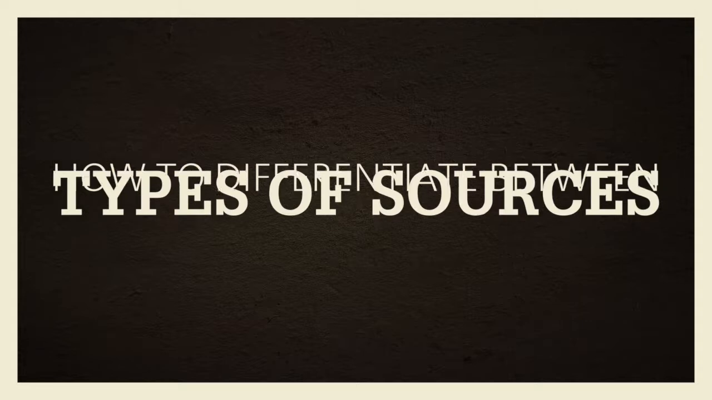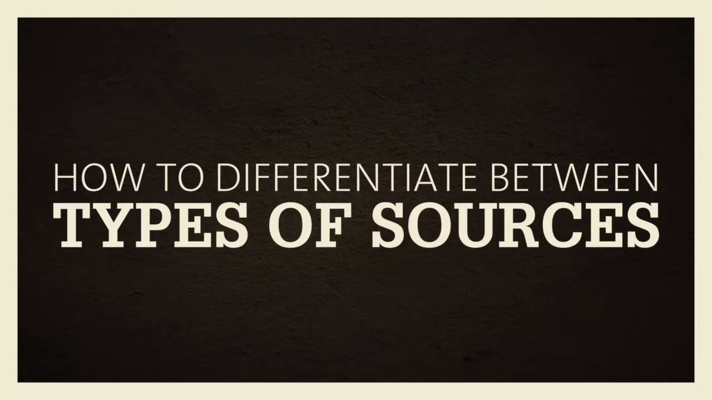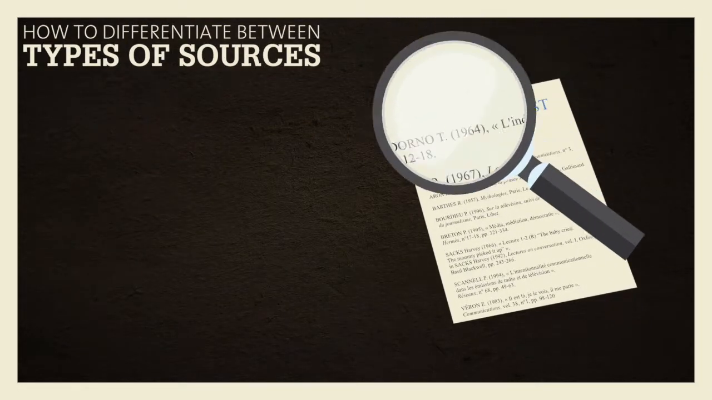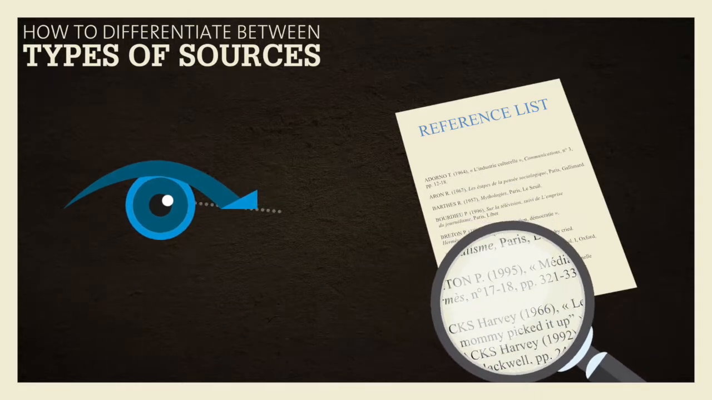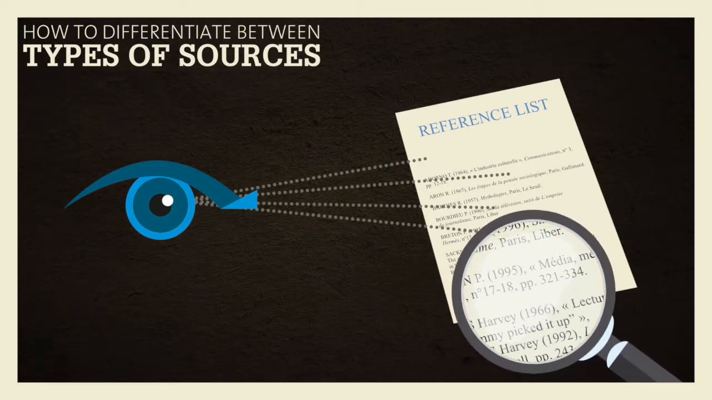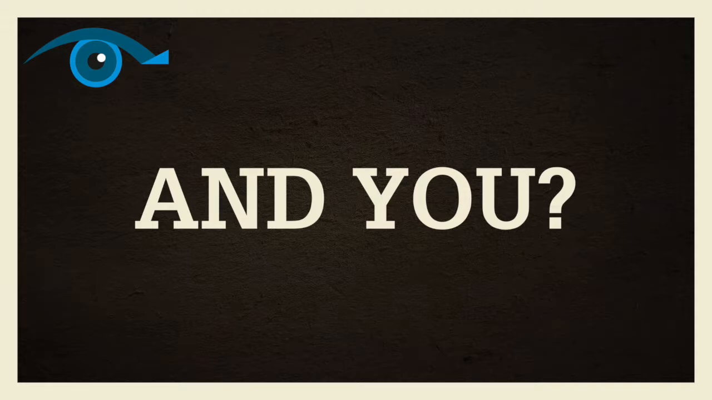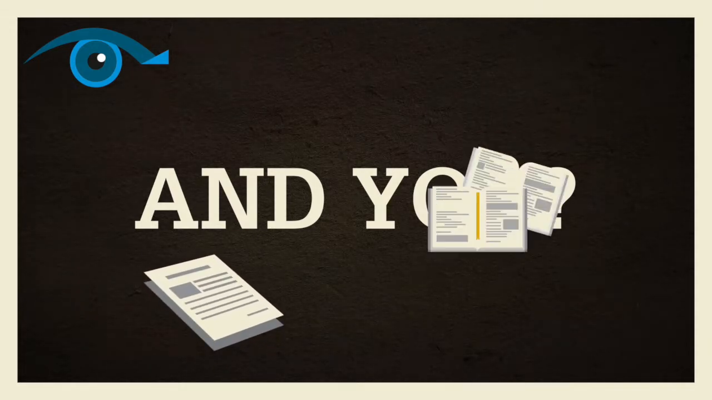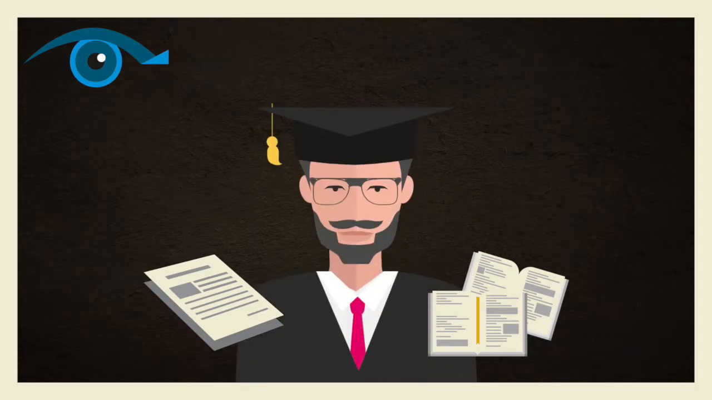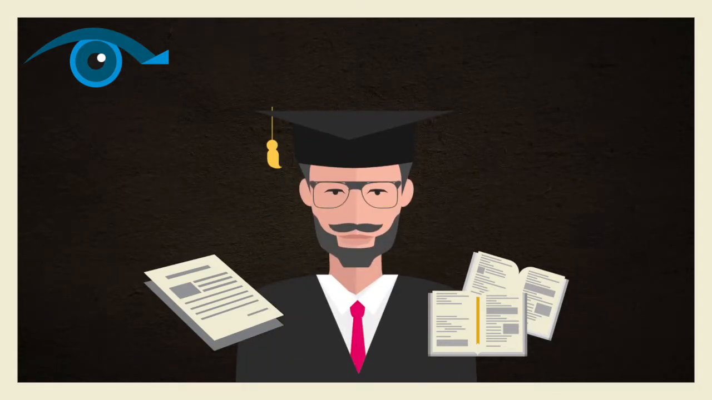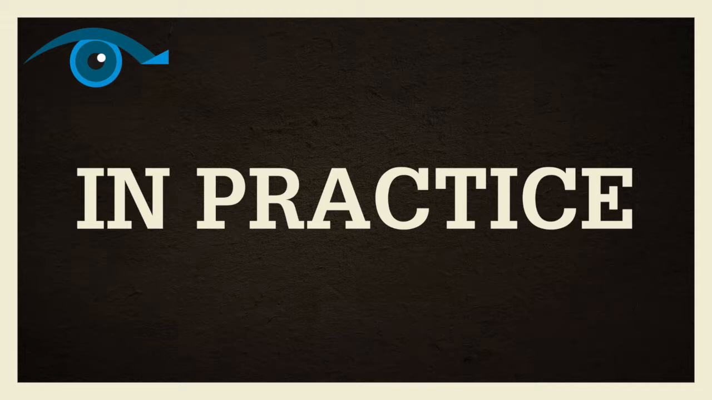Let's go back to the reference list example that Fred has. To get oriented, you have to recognize the visual clues that allow you to distinguish between types of sources. As for you, how do you do it? Do you have any tips to tell apart a journal article from a book in the list of sources recommended by a professor for a course? In the real world, how do we do it?